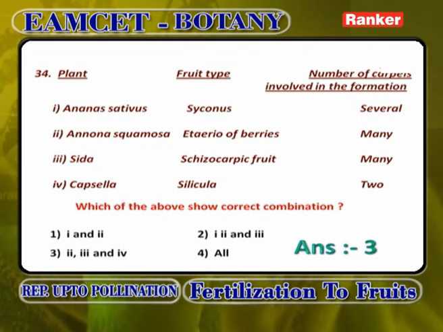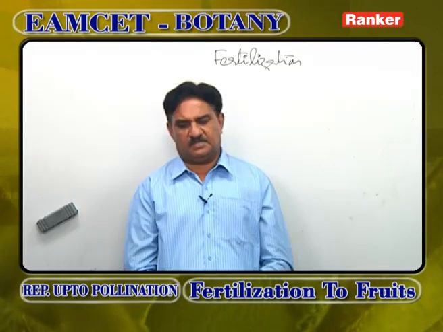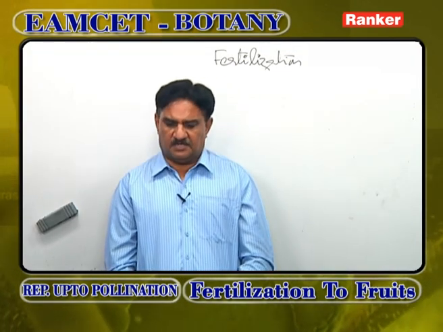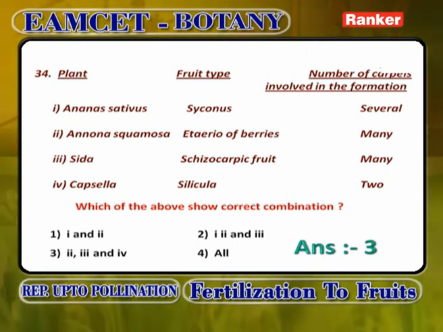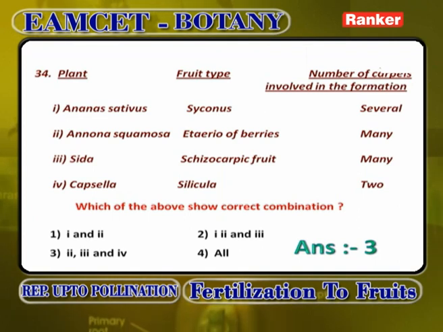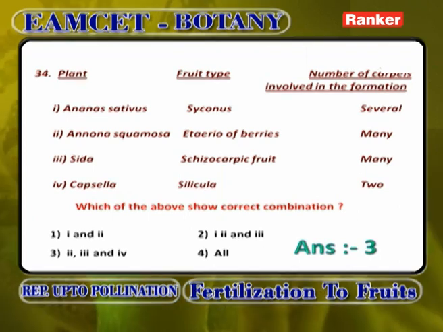First is wrong. Ananas sativus is not Syconus. Ananas sativus is a Sorosis. Ananas sativus is pineapple. Pineapple, the fruit is Sorosis, not a Syconus. Annona squamosa, etaerio of berries, multicarpellary, correct. Sida cordifolia, schizocarpic fruit, multicarpellary, correct. Capsella bursa pastoris, silicula, bicarpellary, correct.